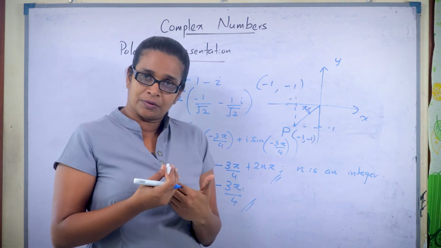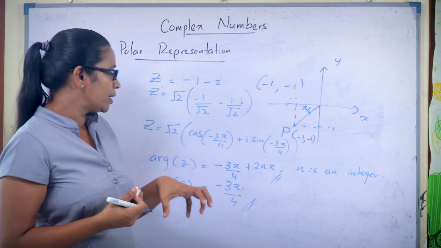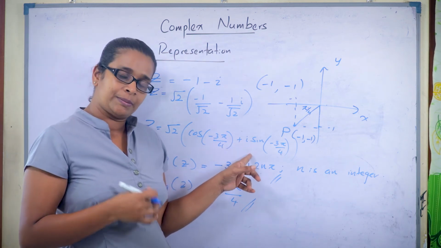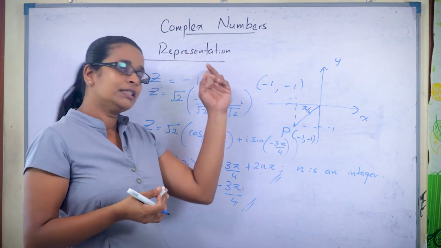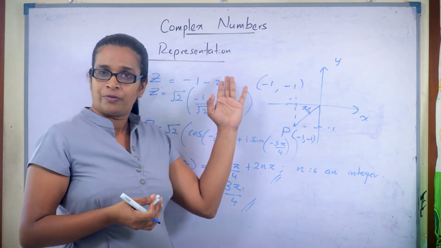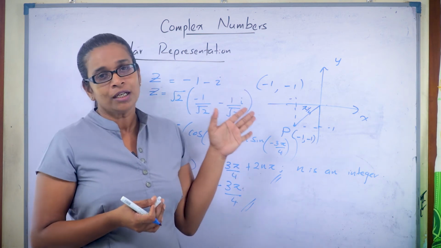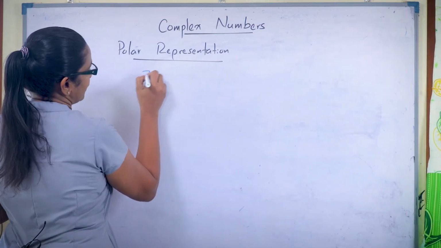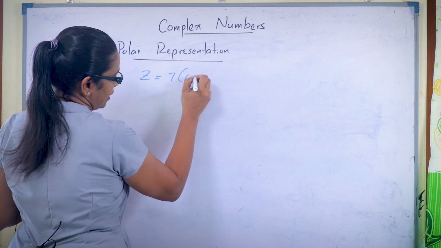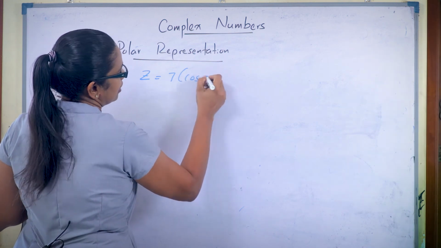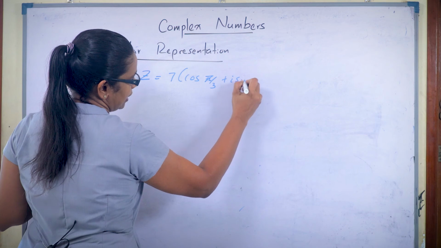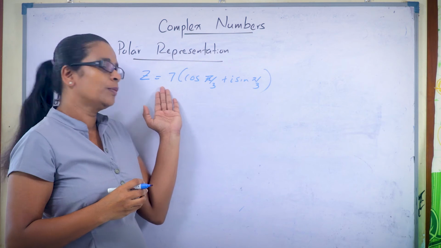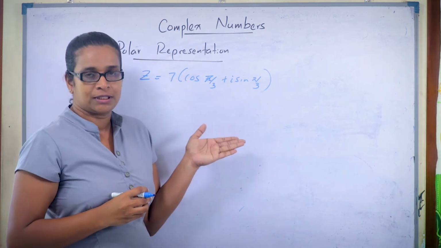Now you can do it the other way also. That means when a complex number is given in polar representation, you can convert it into rectangular form. I will do one more example for that. Let's consider Z equals 7 (cos π/3 + i sin π/3). Let's consider this complex number in polar representation.